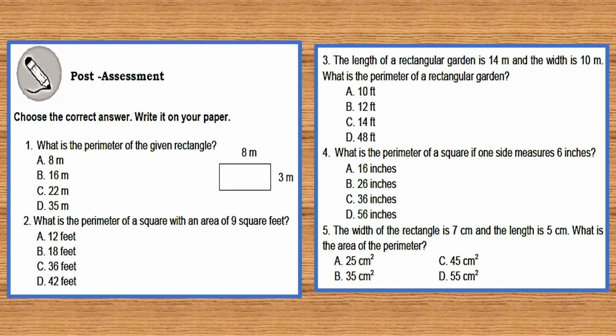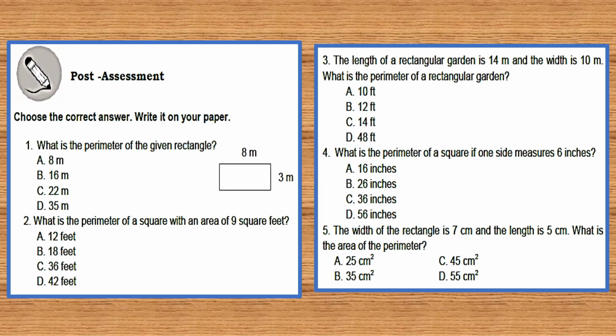Number 3. The length of a rectangular garden is 14 meters and the width is 10 meters. What is the perimeter of the rectangular garden? A. 10 feet, B. 12 feet, C. 14 feet, letter D. 48 feet. And number 4. What is the perimeter of a square if one side measures 6 inches? A. 16 inches, B. 26 inches, C. 36 inches, and letter D. 56 inches.